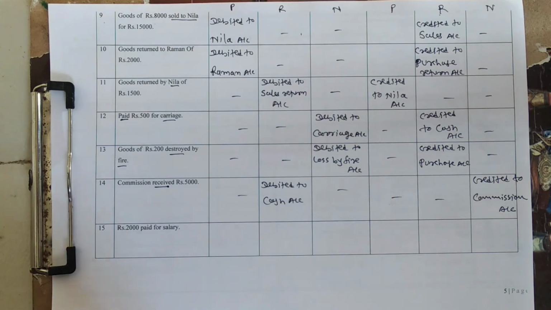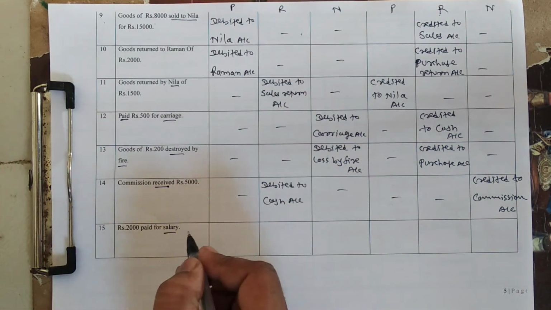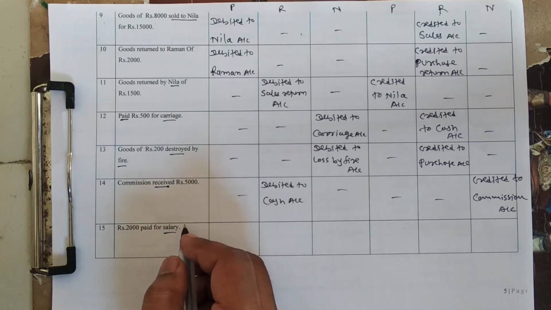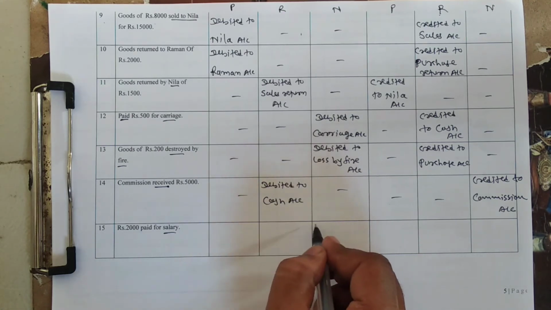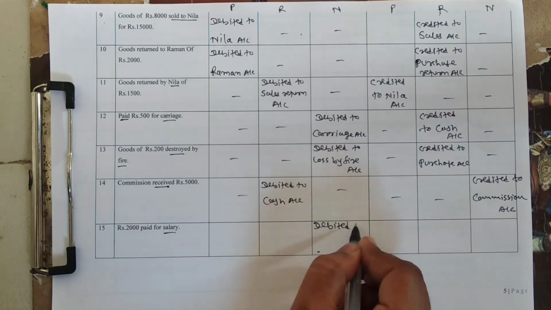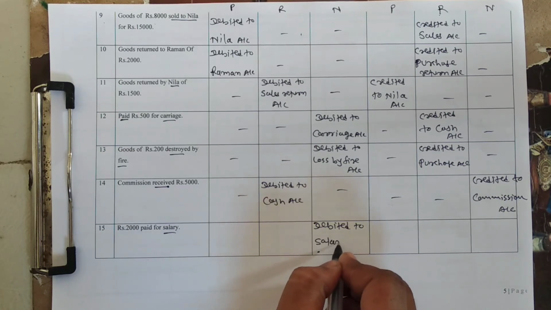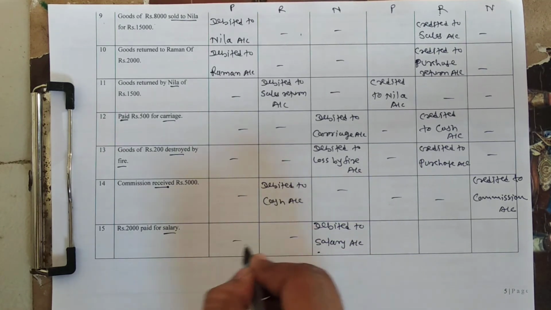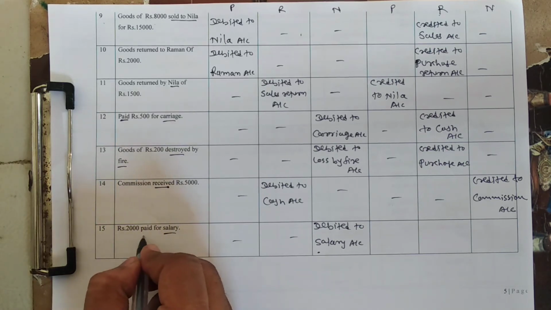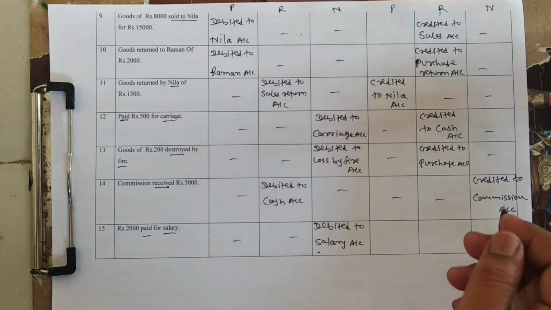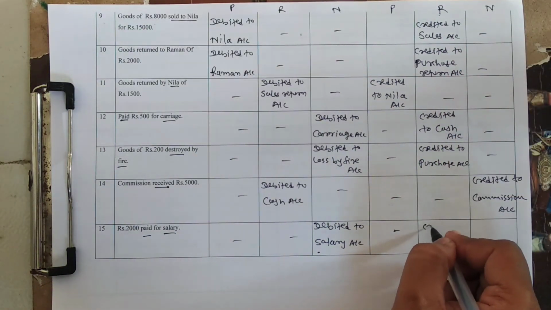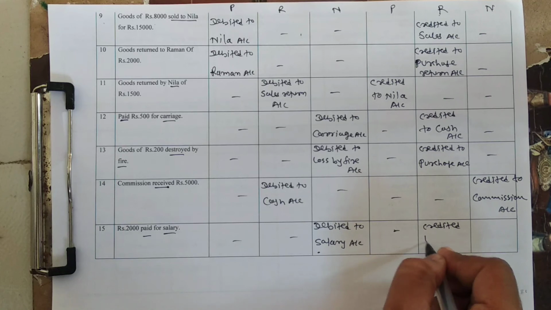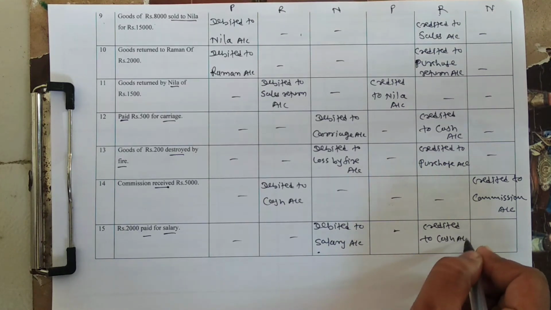Understand? Okay. Now number 15, last, rupees 2,000 paid for salary. Student, salary is an expense. Expense means nominal account, and as per the rule of nominal account, debit expenses. So debited to salary account. And what will be the second effect? Paid. Student, paid indicates that paid by cash. Cash goes out, so credited to cash account, and cash is a real account.